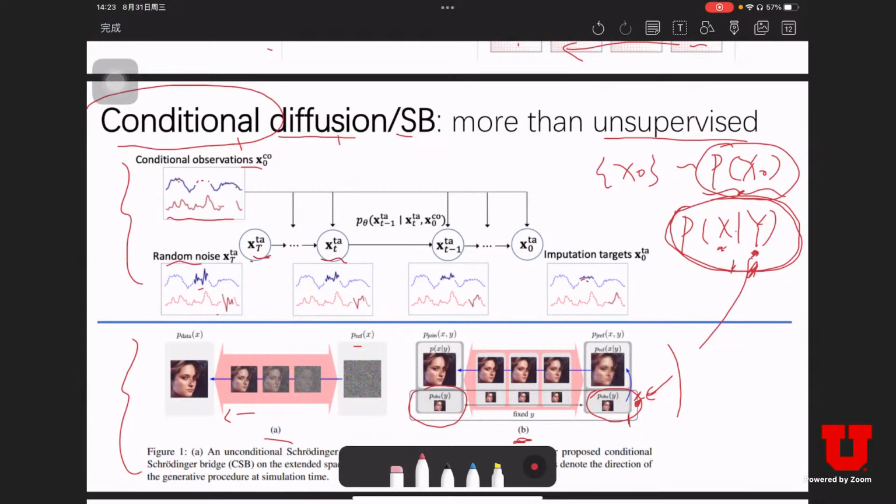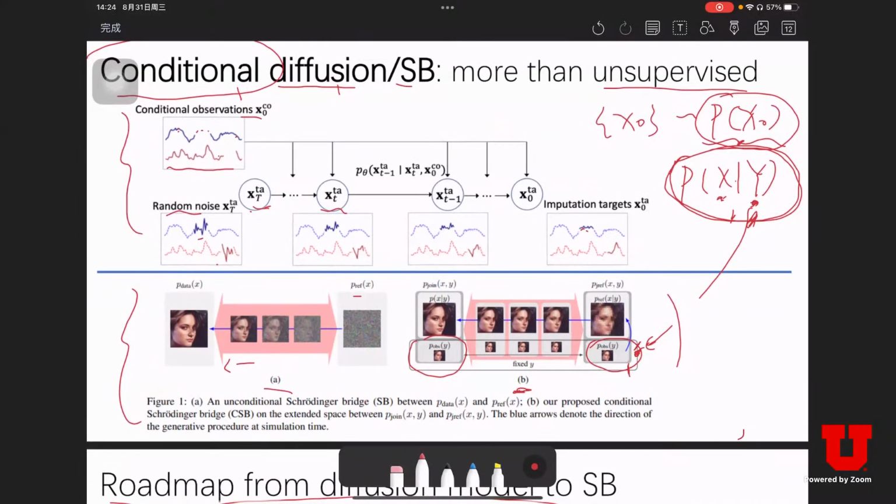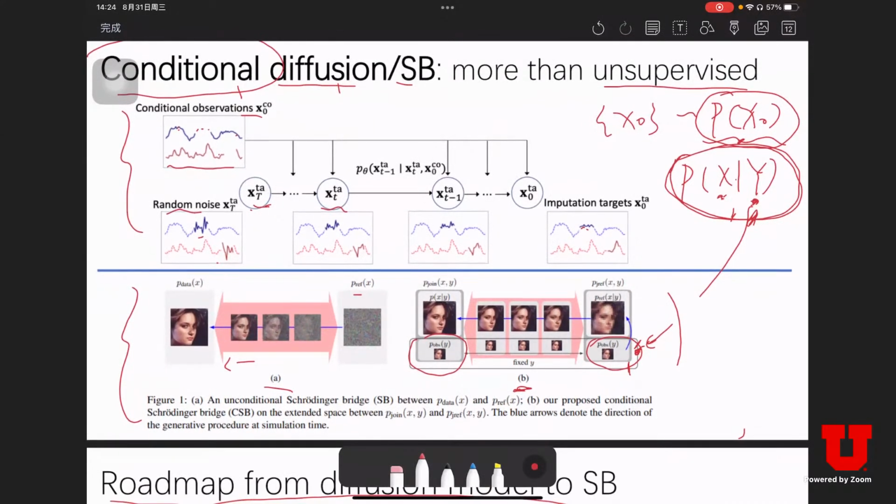Here, xt is just your time series, or x is just the image. As far as I have seen, there is no paper with very great impact that works on the latent space.